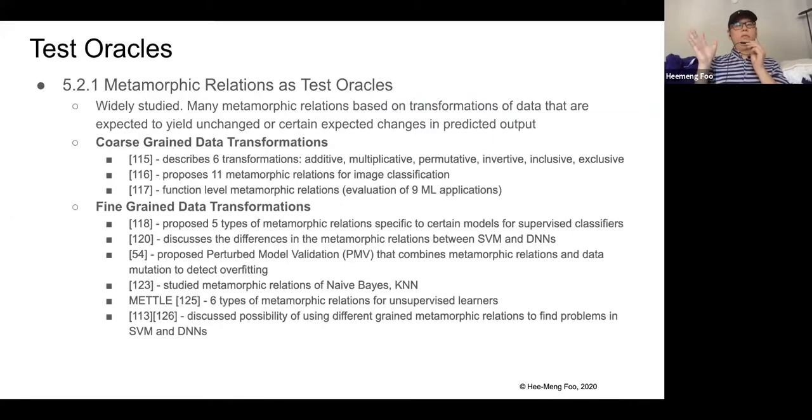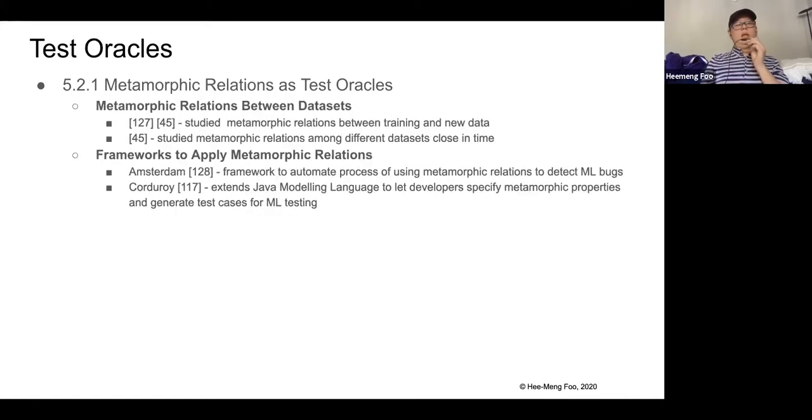Okay, so metamorphic relations. As I mentioned previously, what metamorphic testing is. It's widely studied. This is actually one of the big areas of study because, you know, to get around the whole oracle problem. And so the writers of the paper have classified these papers into coarse grain versus fine grain approaches. And yes, they've also classified papers that have to do with metamorphic relations between data sets and frameworks to apply metamorphic relations.